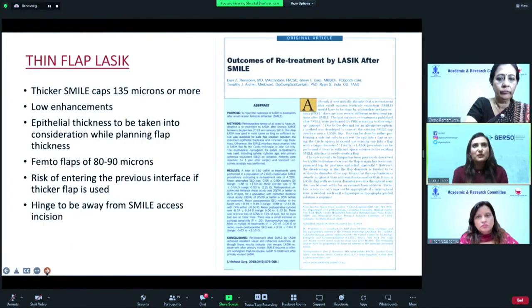Thin flap LASIK has been described by Professor Dan Reinstein, and this is ideal for those cases of SMILE where the cap thickness was thicker, 135 microns or more, and you have to make a very thin flap of 80 to 90 microns, and you have to be careful that the hinge has to be away from the previous SMILE access incision.